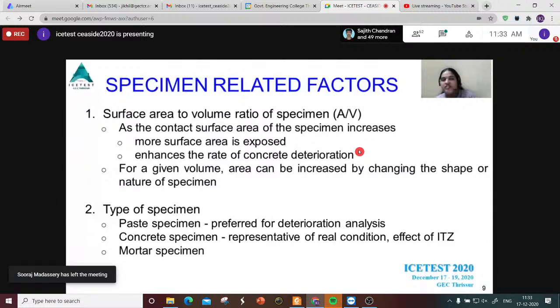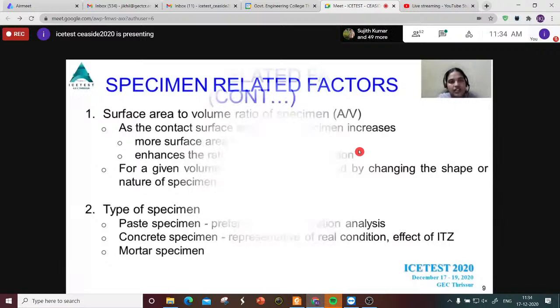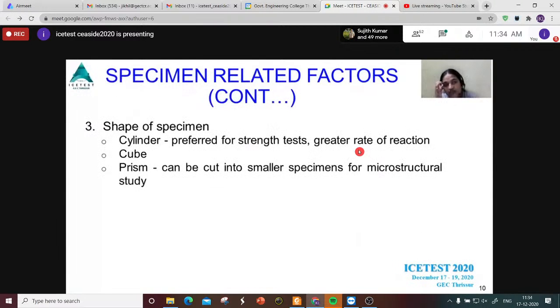But the disadvantage of paste specimen is that we do not know whether it is representative of real conditions. For that, concrete specimen can be utilized. Also, concrete specimen helps to assess the effect of ITZ, interfacial transition zone. Then there are mortar specimens, which are used to quantitatively analyze the suitability and performance of materials. Next factor is shape of the specimen.